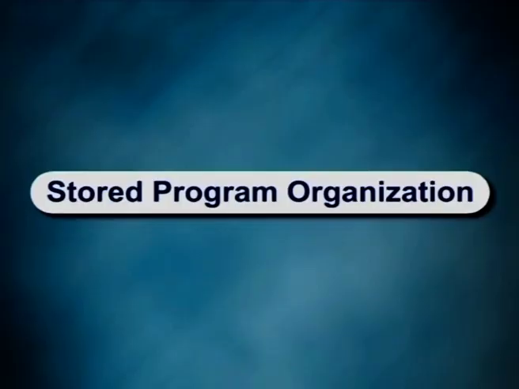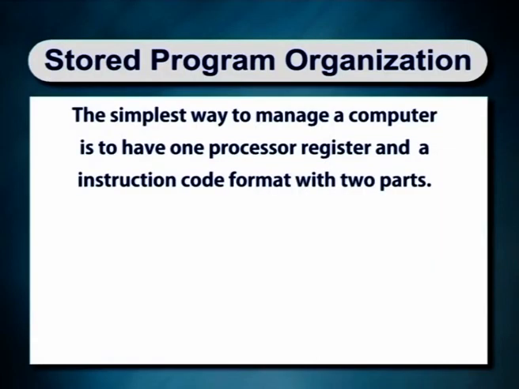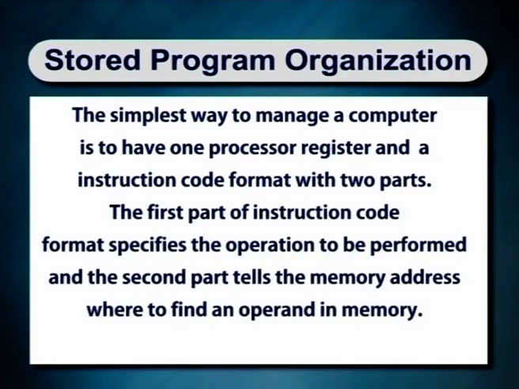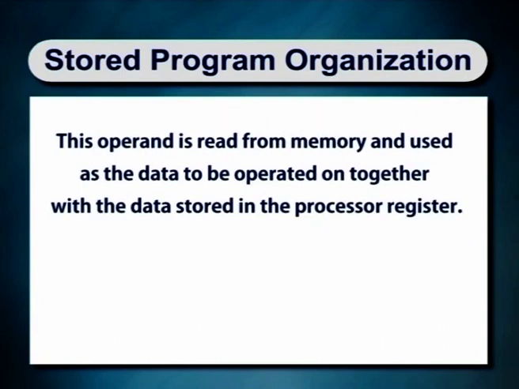What is stored program organization? The simplest way to manage a computer is to have one processor register and an instruction code format with 2 parts. The first part specifies the operation to be performed and the second part tells the memory address where to find an operand in the memory. This operand is read from memory and used as the data to be operated on, together with the data stored in the processor register.